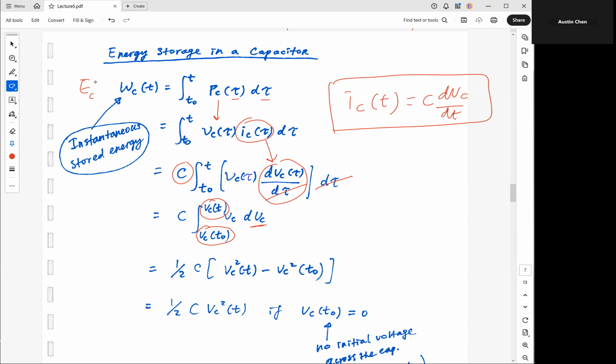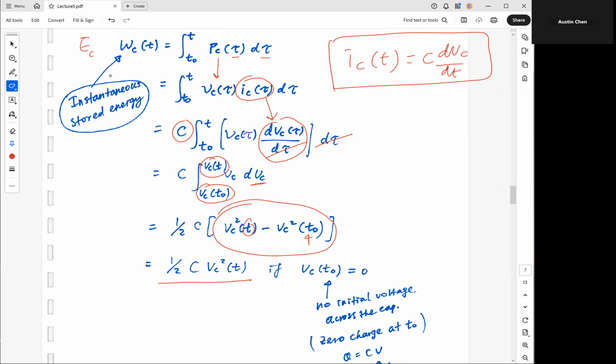When you do the integral and expand it out, you will find that this is nothing but half CV squared. Following this form, half CV squared, but inside here you have VC squared at T, minus VC squared at T0, which denotes again the initial condition. So if there is no initial condition, meaning the capacitor is fully depleted, then VC at T0 is equal to 0, and the equation simply boils down to just half CV squared.